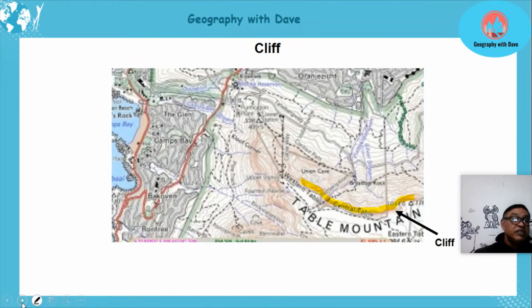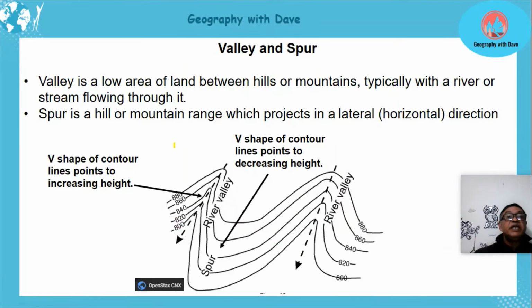Okay, let's go on. A valley and spur. I know you may be tired of this now. From lower grades, you've been doing it. You know a valley is a low area of land between hills and mountains, typically with a river flowing through it. Not always, but the river is generally flowing. All right, so it's a low area. Can you see it down here? All right, your river valley.